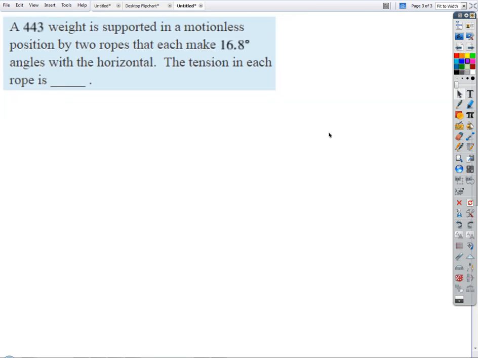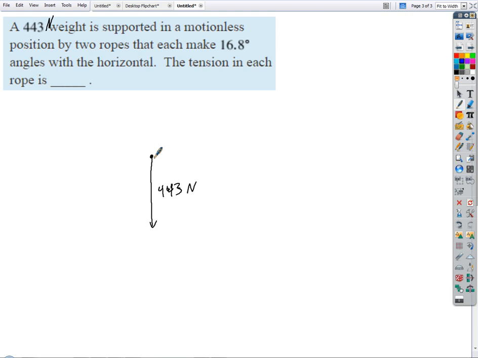Okay, so this is the stuff. Remember, this was like when we talked about the ice on the power lines. So if we want to draw a free body diagram here, we've got the weight, the 443 Newton weight, right? So there's one force acting. I don't like these equations. They confuse me. And then it's supported in a motionless position by two ropes that each make a 16.8 degree angle with the horizontal.